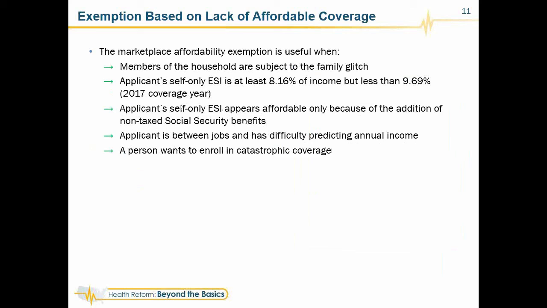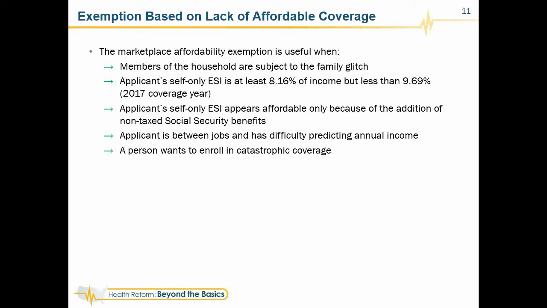So circumstances where you may want to consider an exemption, a marketplace affordability exemption in particular for your clients, and we're talking about claiming that up front during open enrollment or a special enrollment period, is really when you have these cases of family glitch and the offer is going to be considered affordable and block them from getting premium tax credits. But under the tax definition, the exemption definition would be considered unaffordable.